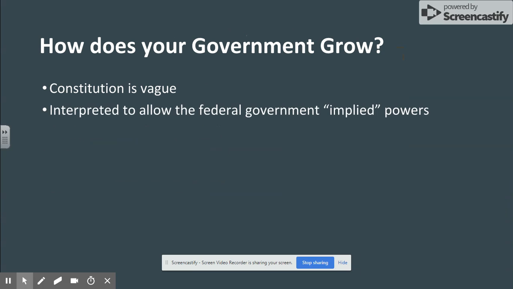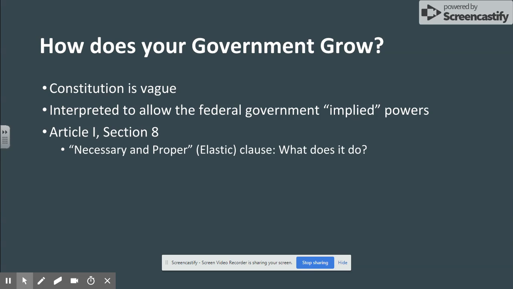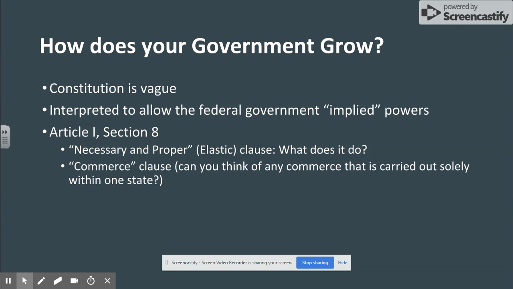Now, the Constitution has changed because a few things have happened. Overall, the Constitution is pretty vague. They also give the government implied powers in Article 1, Section 8. This is called the Necessary and Proper Clause, or the Elastic Clause, because it stretches out the government's power. It's called elastic because it stretches, like that material in your socks or your waistband or whatever.